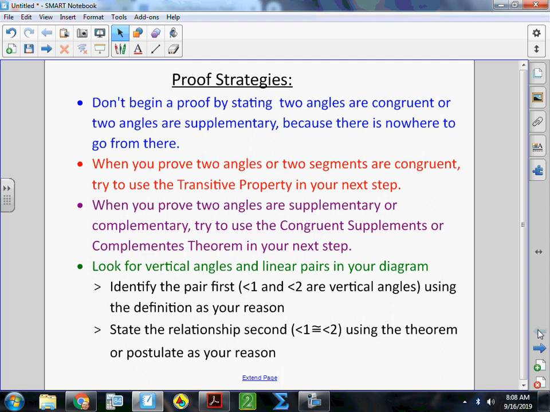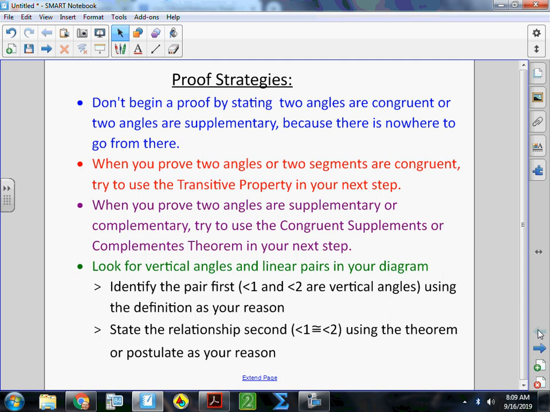In red, I said when you prove two angles or two segments are congruent, try to use transitive in your next step. I try to do that immediately. I think that if you wait till the end of the problem to do transitive, it's confusing. The purple statement is the same thing, but with the congruent supplements theorem. Last class, you talked about the congruent supplements and congruent complements theorems, which are similar but different to the transitive property. We'll see if that comes up.